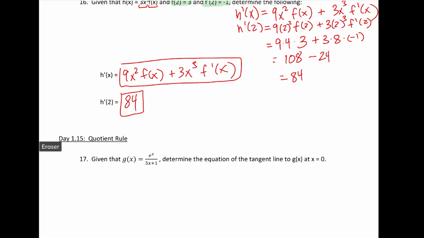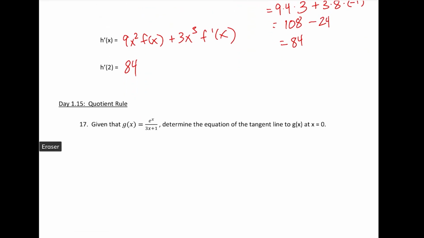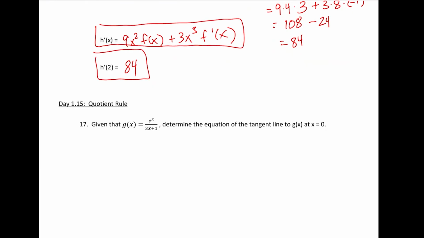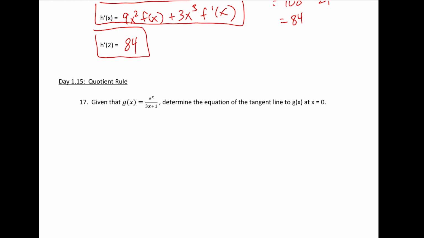Number 17 says, given that g of x is e to the x over 3x plus 1, determine the equation of the tangent line. Anytime you're asked to determine the equation of the tangent line, I want you to have your information ready to go. You've got a point, you've got a slope, and you've got an equation you need to fill in. y minus y1 equals m times x minus x1.